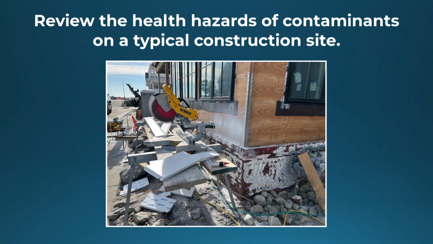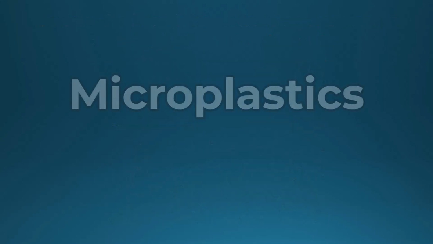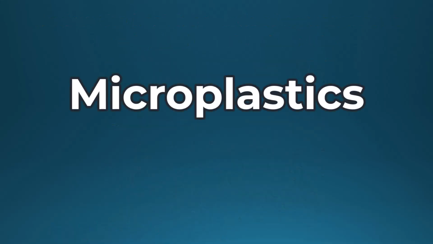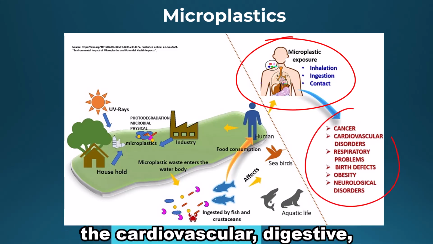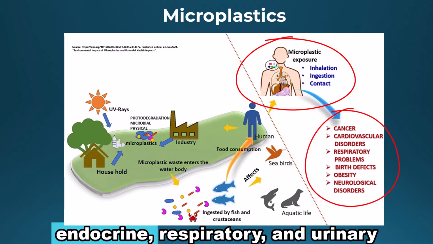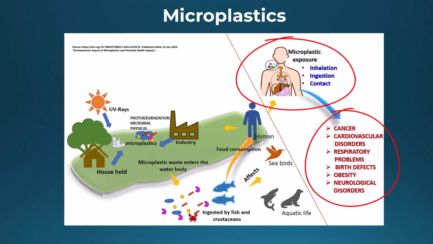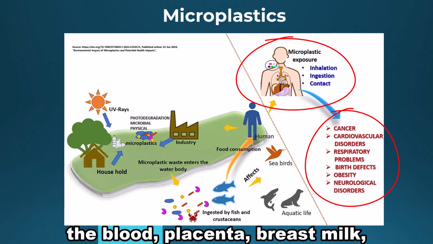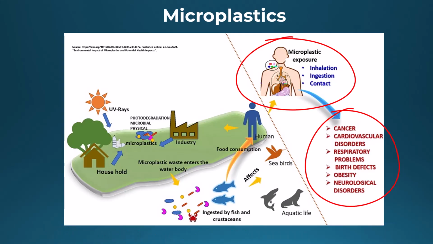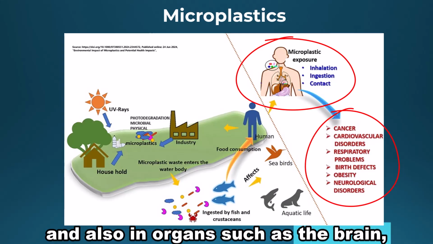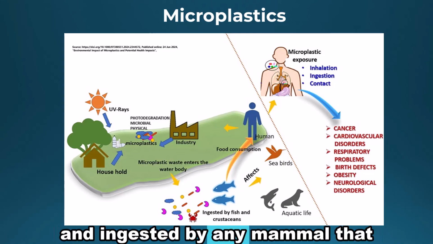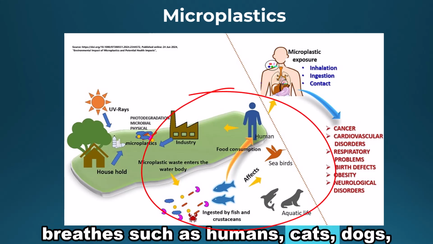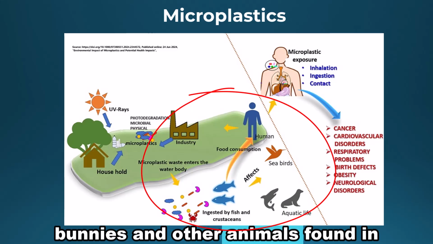We will start by reviewing the health hazards of the majority of contaminants produced on a typical construction site. The health effects of microplastics. Microplastics have been detected in numerous organ systems, including the cardiovascular, digestive, endocrine, respiratory, and urinary systems. They've been found in body fluids like the blood, placenta, breast milk, and also in organs such as brain, heart, lungs, kidney, and liver. Microplastics can become airborne and ingested by any mammal that breathes, such as humans, cats, dogs, bunnies, and other animals found in our environment.